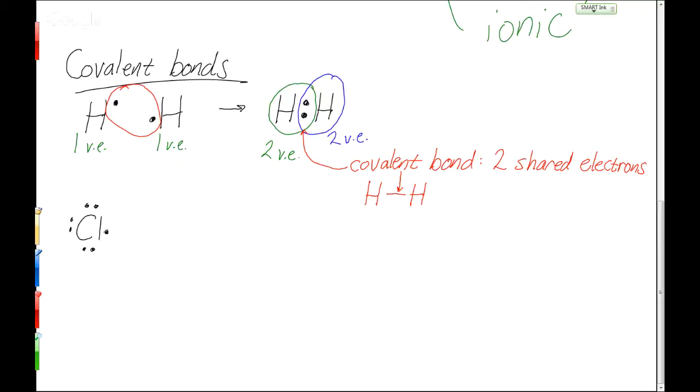Because that's the octet. So in order for that to happen, it could gain an electron, which is the chloride ions we've been talking about. But it could also make a covalent bond with another atom. It can make a covalent bond with itself, with chlorine, or with hydrogen, or with some other stuff. So we could draw two chlorine atoms helping each other out, sharing electrons, to make this kind of compound.